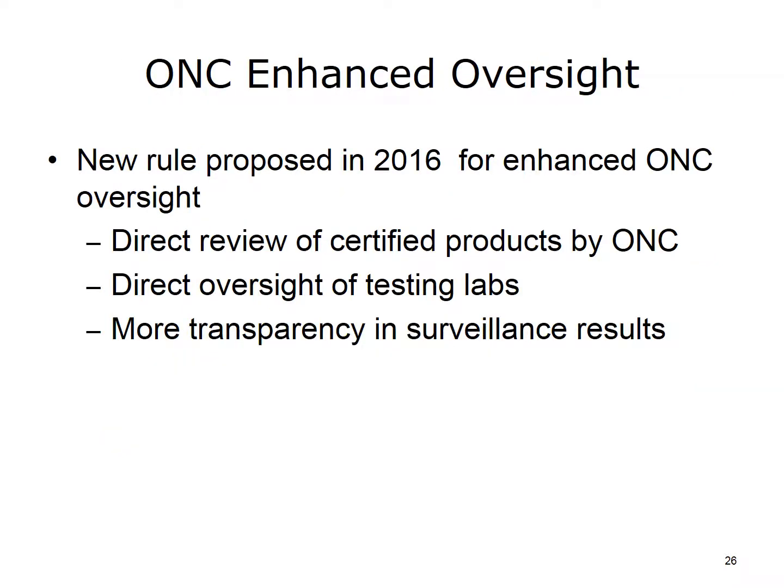In the spring of 2016, the Office of the National Coordinator proposed a new rule that gives them more direct responsibility in regard to the certification process. The rule requires ONC to directly review the certified health information technology and to take any needed actions to address problems. It also provides for ONC to more directly oversee the actual testing labs that test the products. And it requires more transparency, including public reporting, of the surveillance activities of the certifying bodies.